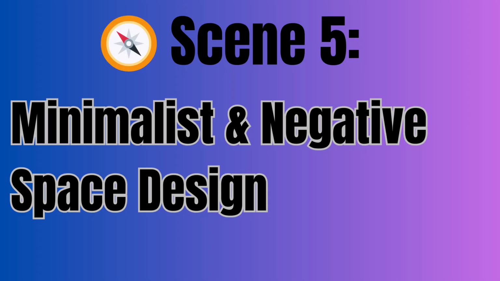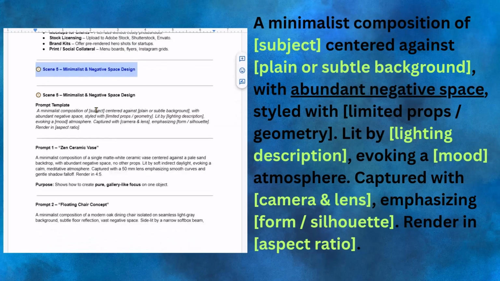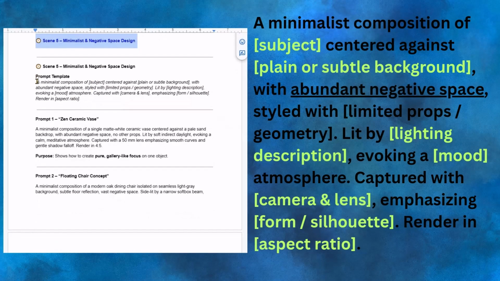Our 5th creative step is minimalist and negative space design. This is where less truly becomes more. We are stripping the frame into its essentials, letting breathing room do the storytelling. Gemini's guide boils it down to a simple recipe. Every bracket is an intentional choice. Subject, emptiness, mood.